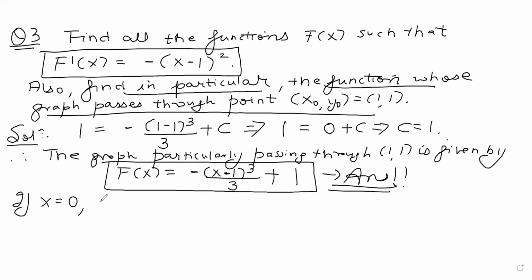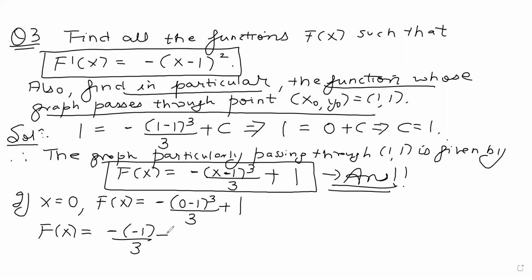If x is 0, my f of x will be equal to minus (0 minus 1) cube by 3 plus 1. So that will be minus of minus 1 cube, which is minus of minus 1, so 1 by 3 plus 1, which is 1 plus 1 by 3, which is 4 by 3. So when x is 0, f of x is 4 by 3.